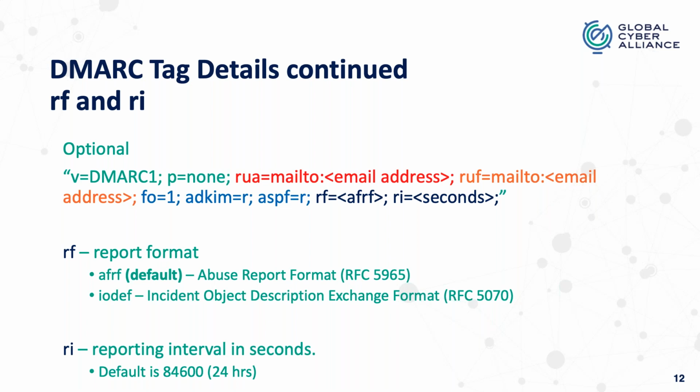And this is really defining how often reports should be sent, or what time frame these reports should be reporting on. So if you use the default, within a 24-hour period you should get reports from different receiving systems to say, hey, here's a report. This is what we've seen over this 24-hour period. This is what's going on with SPF and DKIM, and these are the IP addresses we're seeing that are sending using your domain name.